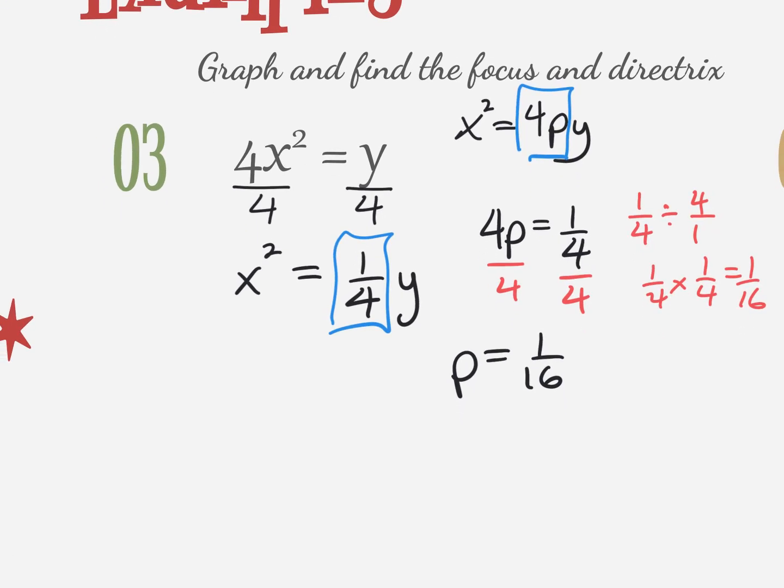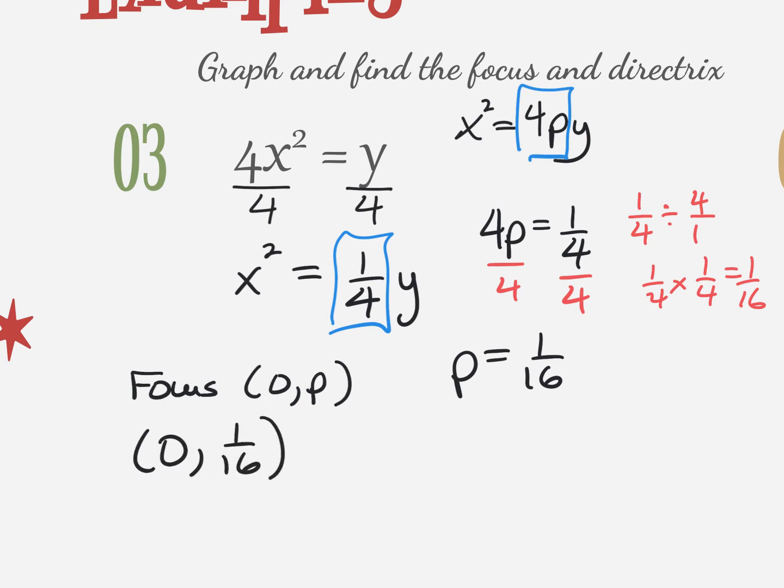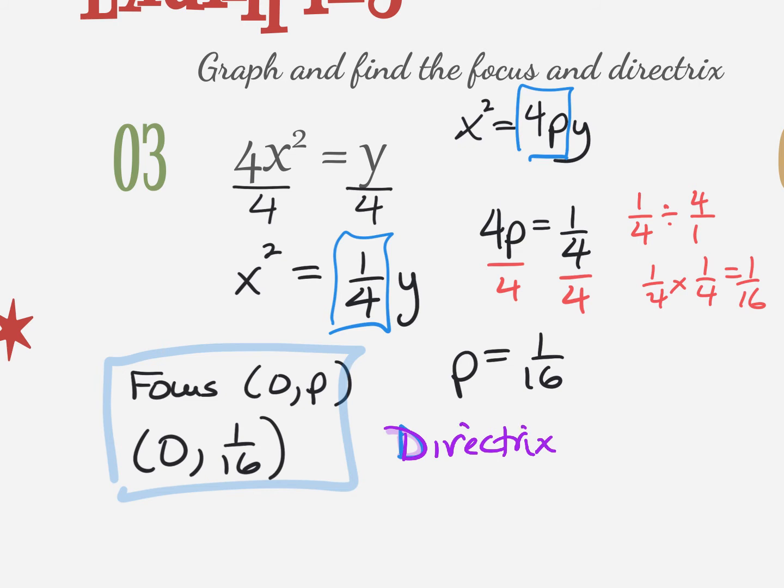My focus, when it's the x squared, remember it's 0 comma p, so 0 comma 1 over 16. My directrix is the opposite of p, and it's the non-squared variable, so it's y equals opposite, so negative 1/16. So this would be y equals opposite of p.